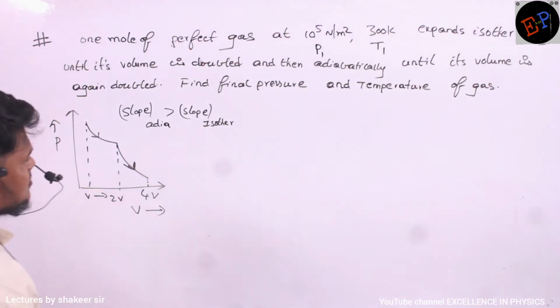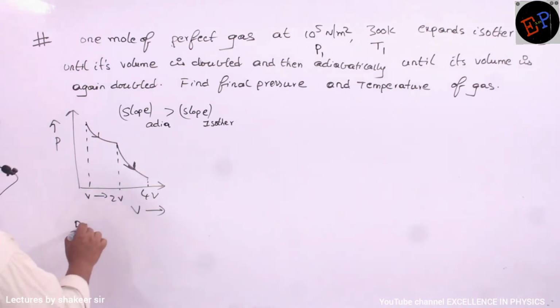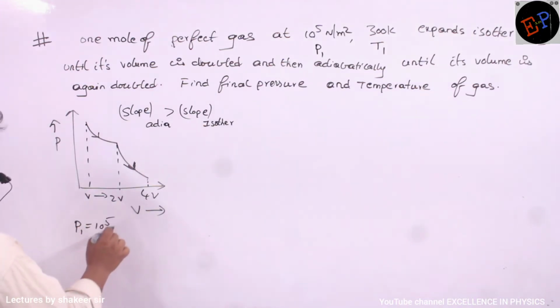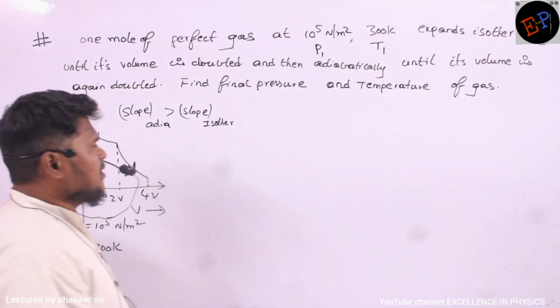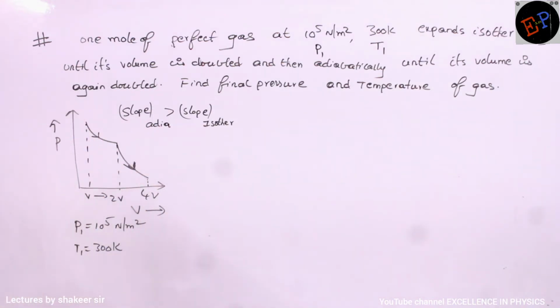So now let us see what is the initial pressure. Initial pressure P1 is 10 power 5 Newton per meter square, or you can say Pascal. And the initial temperature is 300 Kelvin. Then what are we supposed to find out? Find the final pressure and final temperature of the gas. That is the question.